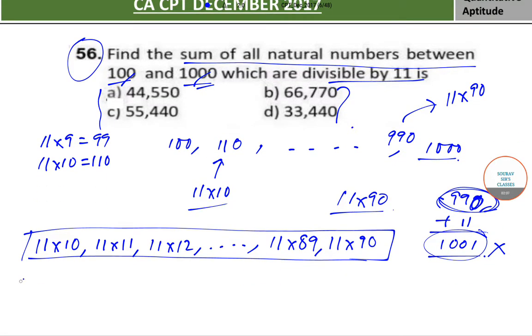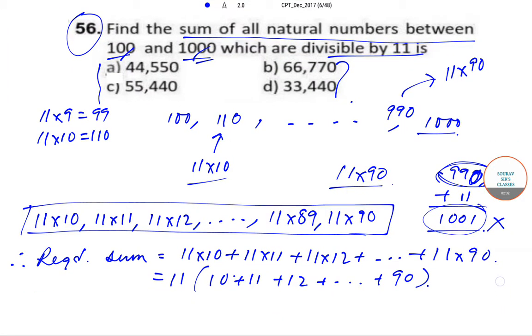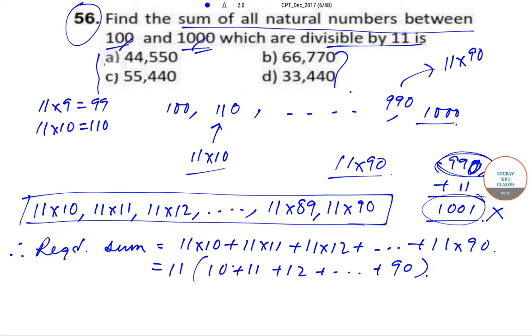So the required sum will be equal to 11 into 10 plus 11 into 11 plus 11 into 12, and that will go on up till 11 into 90. If we take 11 common, we have 10 plus 11 plus 12, and it goes on up till 90. As you can see, we need to find out the sum of this sequence and then multiply it with 11, and we'll get the required summation.